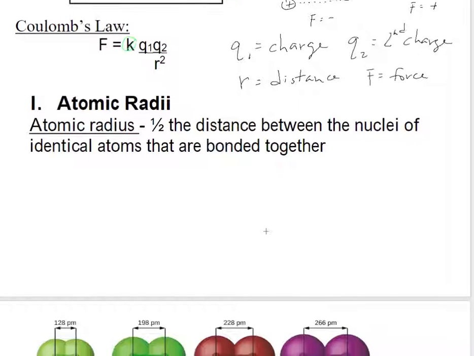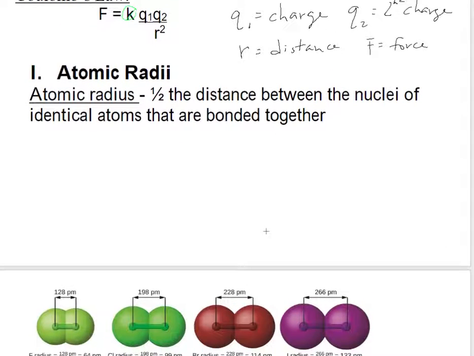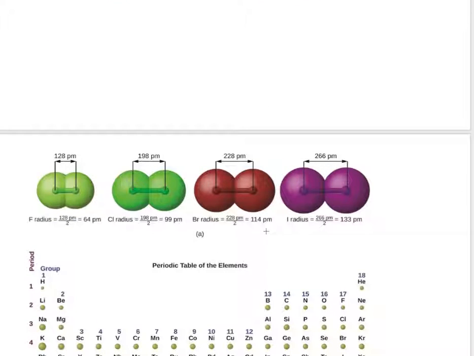For atomic radius, that's half the distance between the nuclei of identical atoms that are bonded together. So if I look down here, we have fluorine, this is F, chlorine, bromine, and iodine.